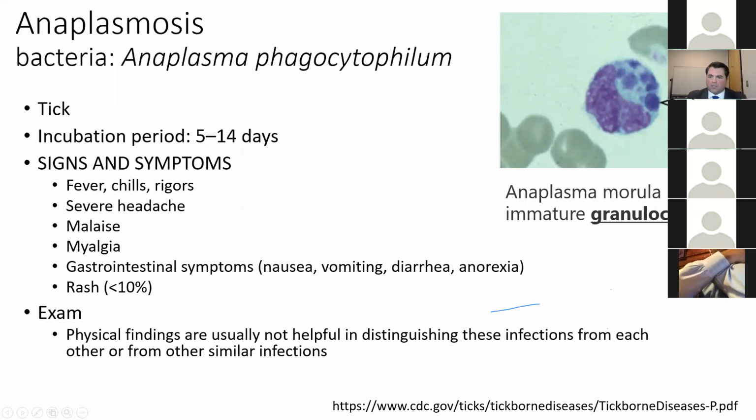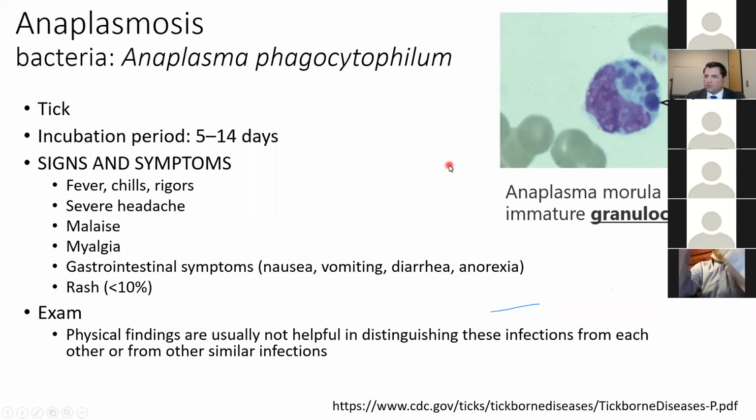The thing that distinguishes these different types of infections is what cell types they're found in. So anaplasmosis, here's the bacteria. It's a tick-borne infection, incubation period 5 to 14 days. Oftentimes how the patient presents clinically won't be enough to distinguish one from another. And the exam, again, is not very helpful.